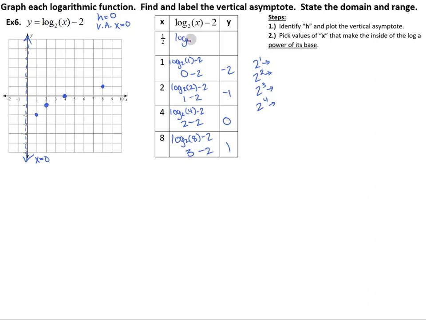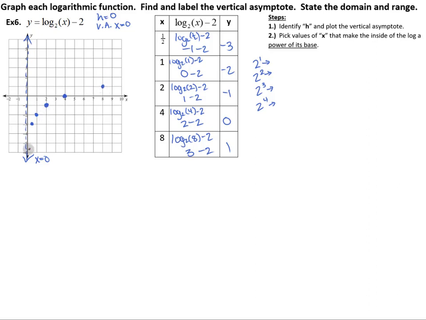And if we plug in 1 half, that is 2 to what power is 1 half? That's to the negative first power, right? That would move us into the denominator. And negative 1 minus 2 more is negative 3. So when x is 1 half, y is negative 3. And when it's 1/4, by the way, it would be down at negative 4, etc.